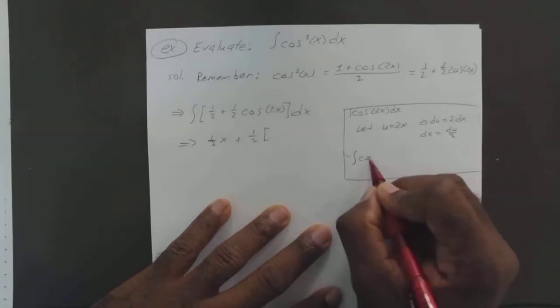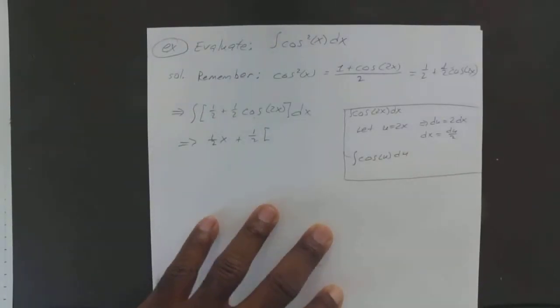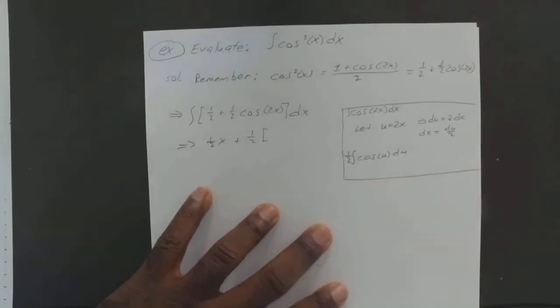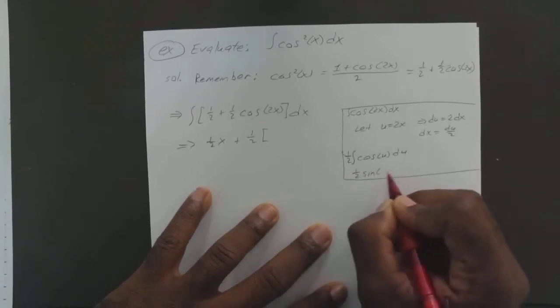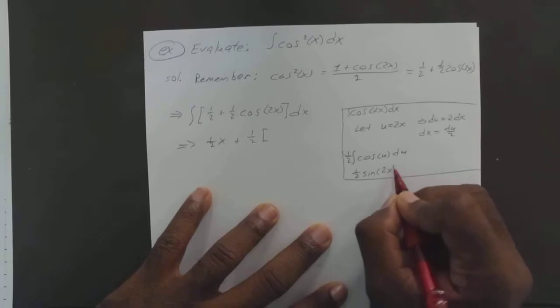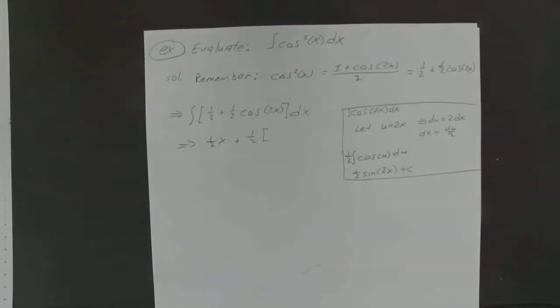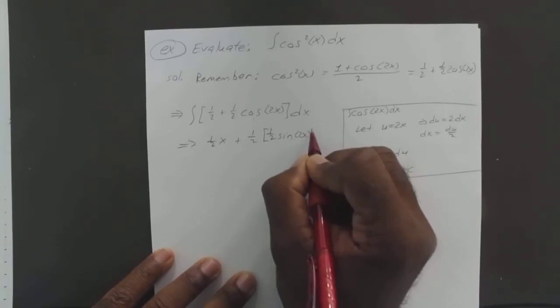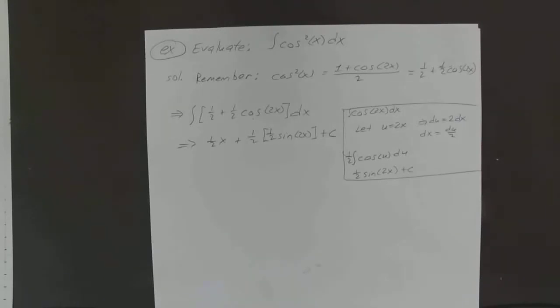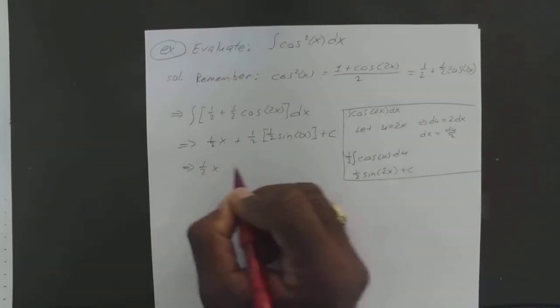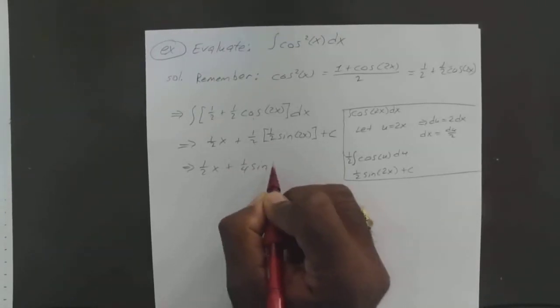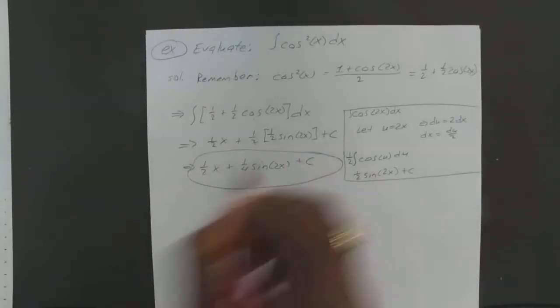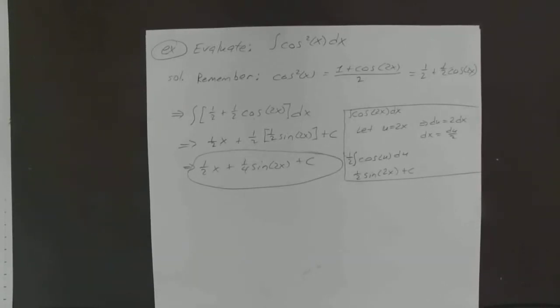That gives us the integral of cosine of u du over 2, bring the 1/2 right out here. So it's just 1/2 sine of u plus c, so you might as well make that sine of 2x. And you can save the plus c for the last step if you want to, you don't have to add it there. So that's 1/2 sine of 2x plus c. Which just gives you 1/2 x plus 1/4 sine of 2x plus c.